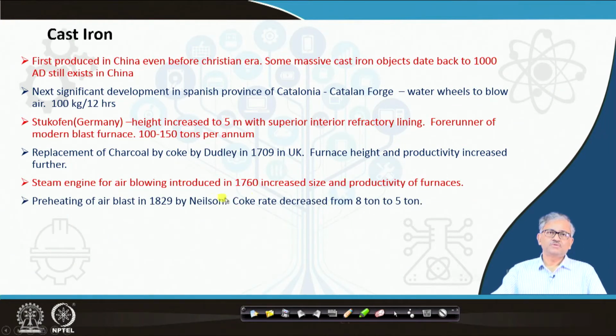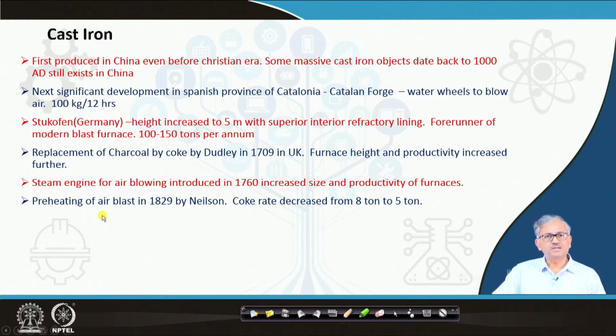Okay, so productivity increased. Then came the preheating of the air blast in 1829 by Neilson, and this is very interesting because if you can preheat the air, then obviously you can supply a lot of sensible heat through the air and you can supplement some of the heat supplied by the coke, and as a result your coke rate decreased. So coke rate decreased from 8 ton to 5 ton.